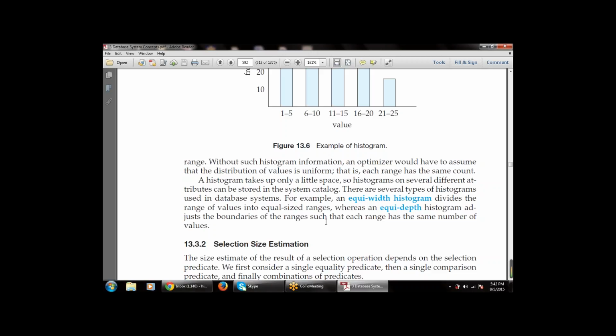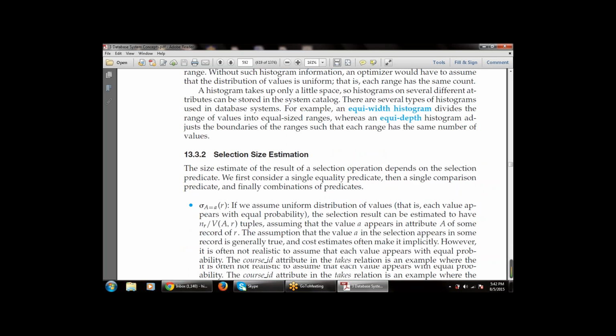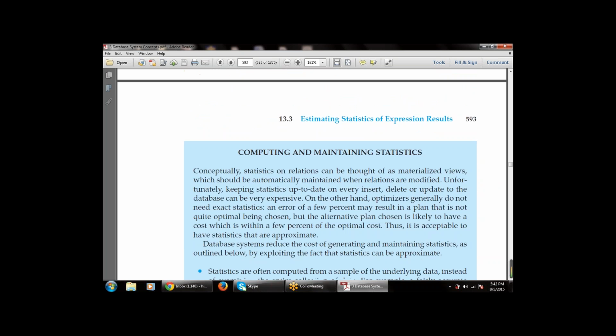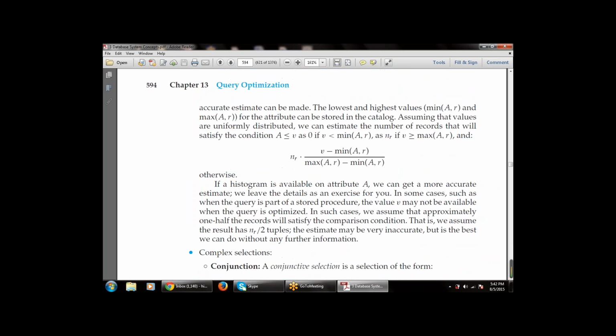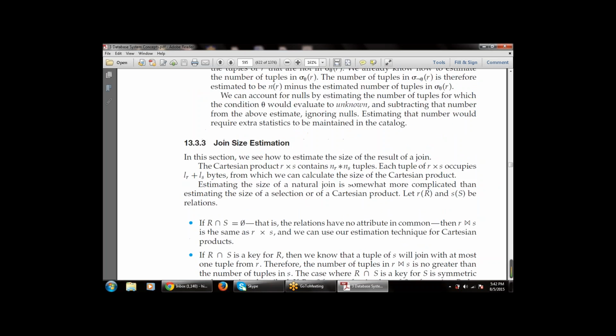And there are various types of histograms used in database systems. For example, the equi-width histogram that divides into equal sizes, and the equi-depth histogram that adjusts the boundaries of the ranges. Then next is the selection size estimation, that is, what is the selection size estimation that is used in the join operation.